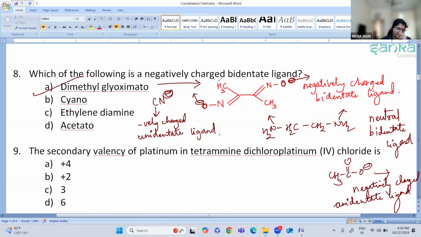Which is the negatively charged bidentate ligand? It is option number A, that is dimethyl glyoxymate. I hope it is clear. So here you need to know the structure. Only after writing the structure or the formula of these molecules do you come to know.